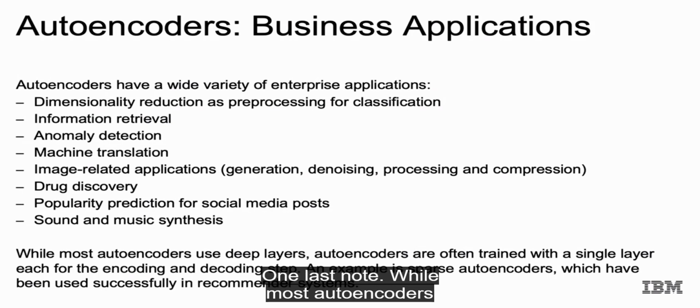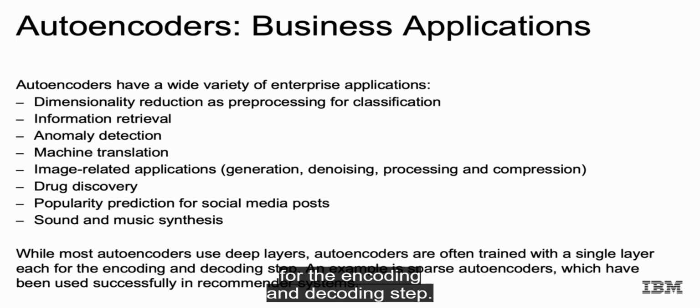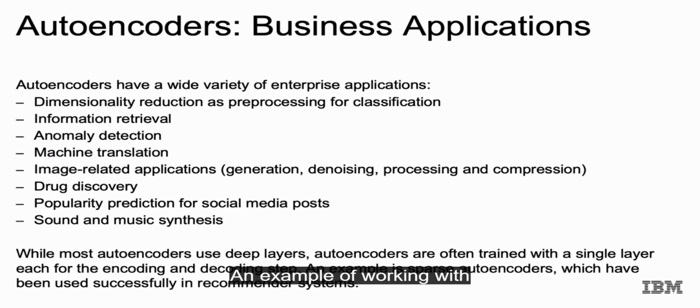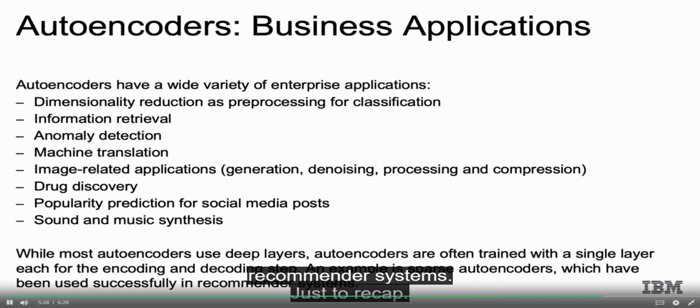One last note. While most autoencoders will use deep layers, autoencoders are often going to be trained on just a single layer each for the encoding and decoding step. And an example of working with a deeper network is going to be using sparse autoencoders, which essentially allow for those deeper networks, but only certain nodes will be firing within those networks. And this has been used successfully in things such as recommender systems.